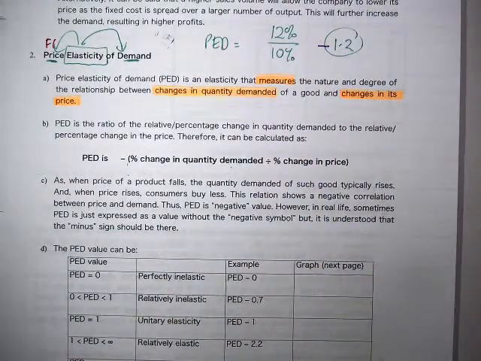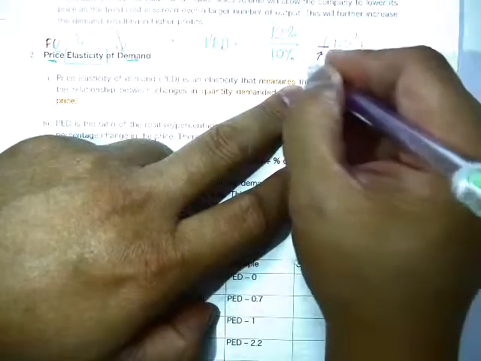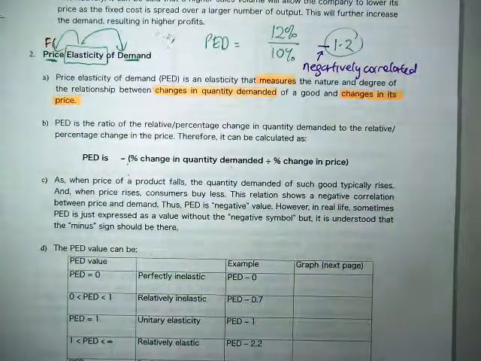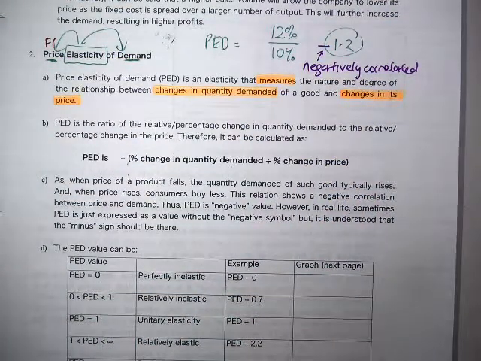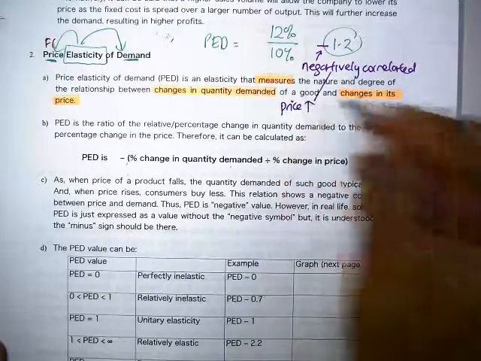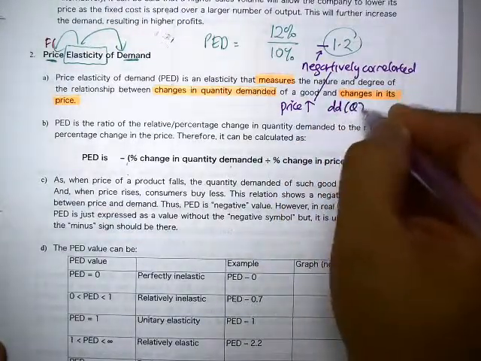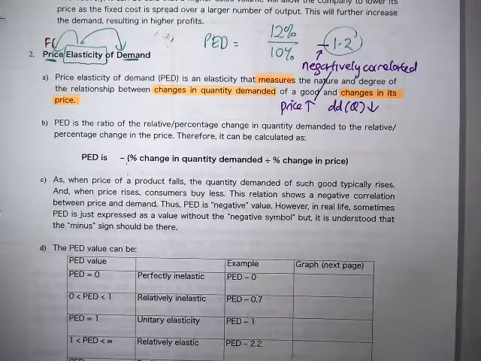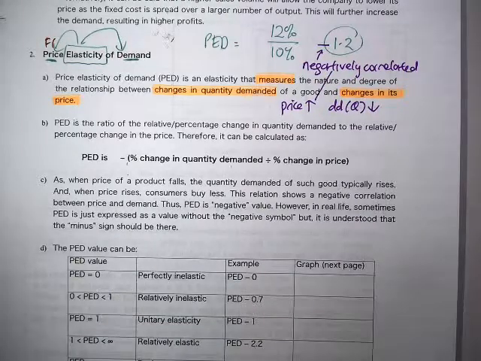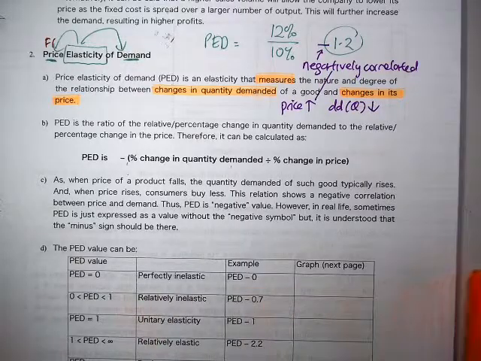Now why is there always a negative in front of the PED? Because we are trying to tell you that they are negatively correlated. So what is negatively correlated? Price and demand are negatively correlated. Okay. That when price goes up, demand or quantity must go down. Okay, now that's the logic. All right, when price goes up, demand goes down. Okay, and when price goes down, demand goes up. So that's how we put a negative in the front to represent that relationship. Okay, now I'm not interested in the calculation yet. Now we go back to some of the theory. Okay.